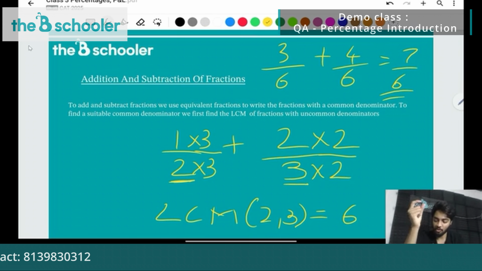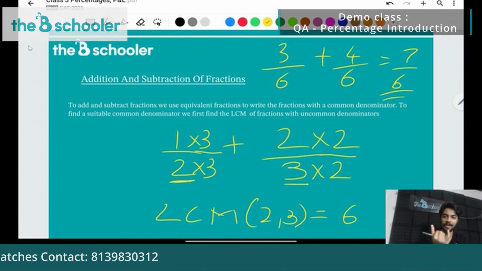So to do that, what you should do is take the LCM of the denominators and aim at making the denominators into the LCM, so that you can add or subtract the numerators. Clear? What we did now, you have to do the same for subtraction of fractions as well. So can you try solving this?